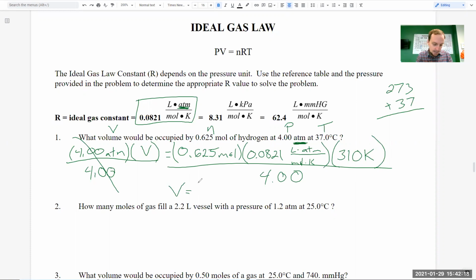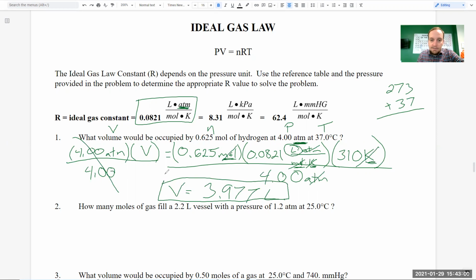So I'm going to pick up my calculator. I'm going to do 0.625 times 0.0821 times 310 divided by 4, and I get 3.977. Again, so let's just double check. So we have moles here and we have moles there. That cancels. I have Kelvin here, and I have Kelvin down here. Those cancel. I have ATM down here and ATM up there. That cancels. What am I left with? Liters.